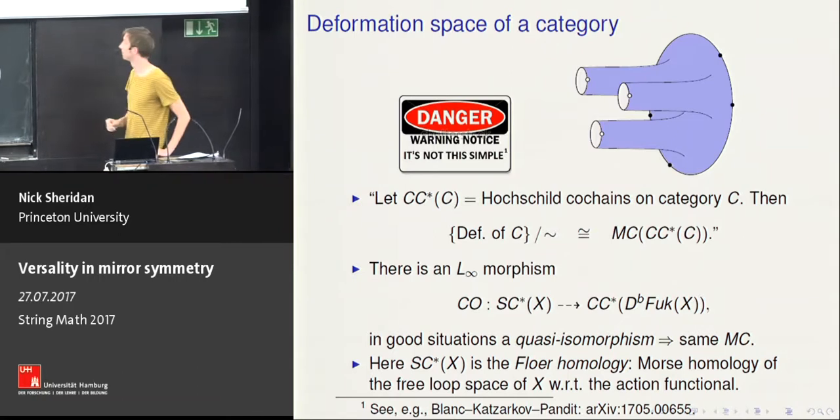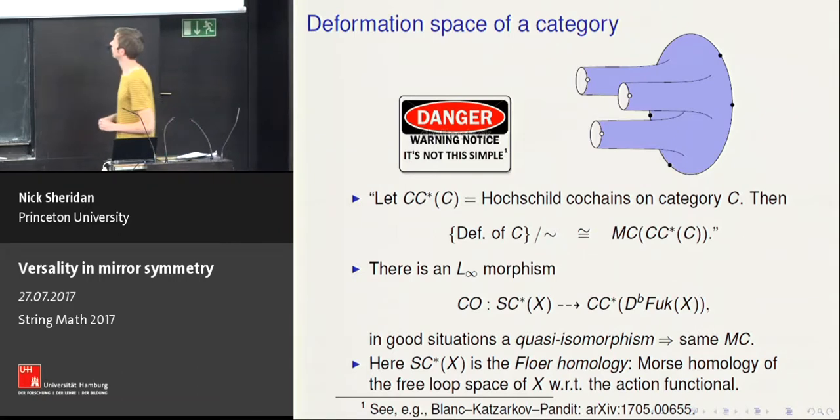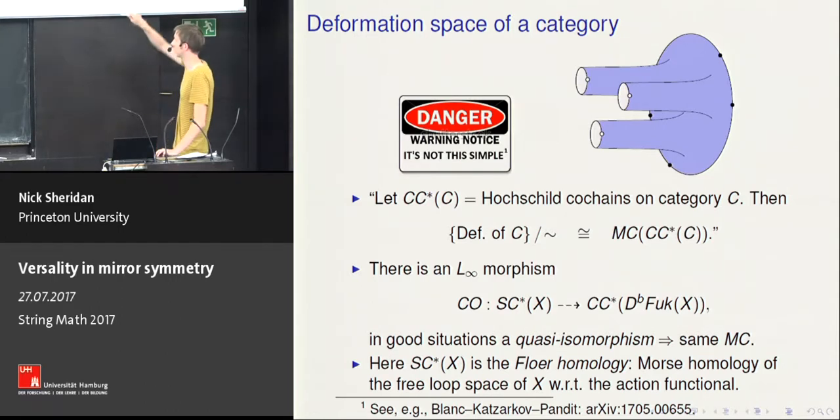Yes. The dashed arrow means L-infinity morphism. Yeah, if I wrote a twiddle, it would be quasi-isomorphism.